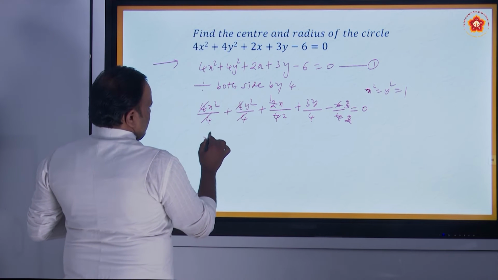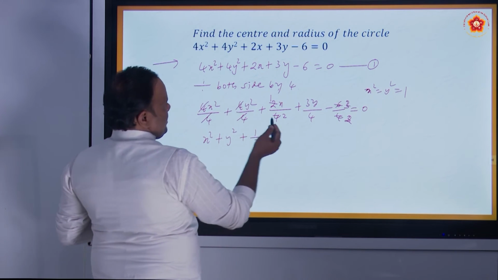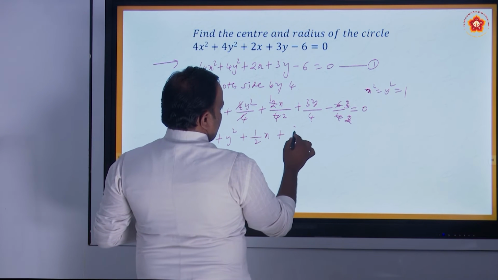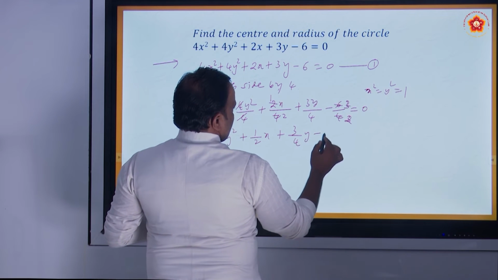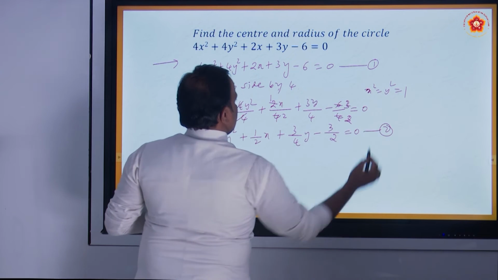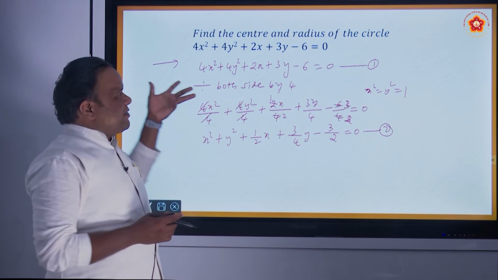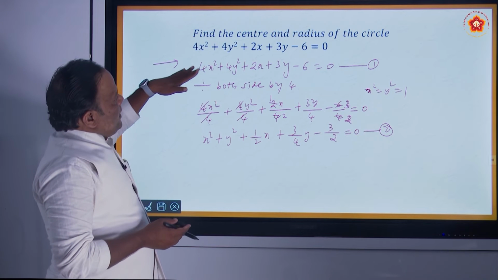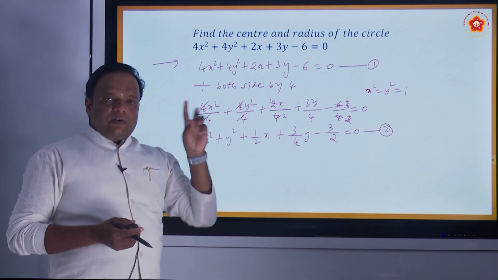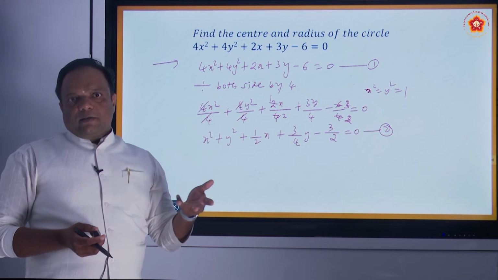Means x square plus y square plus 1 by 2x plus 3 by 4y minus 3 by 2 equal to 0. I call this equation number 1. So clearly this equation represents a circle. Both equations represent a circle, but you have to make the coefficient of x square equal to the coefficient of y square equal to 1 when we find the center and radius of the circle.